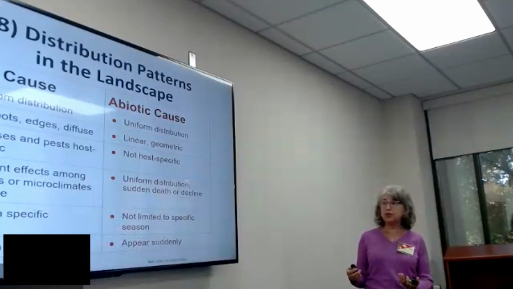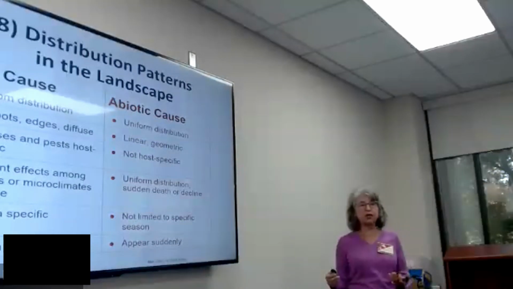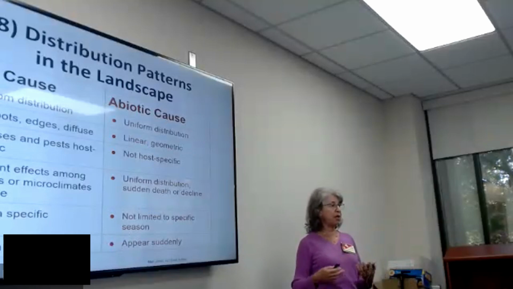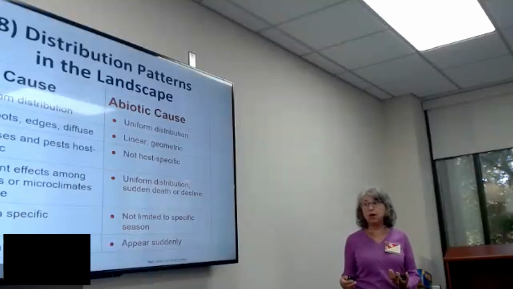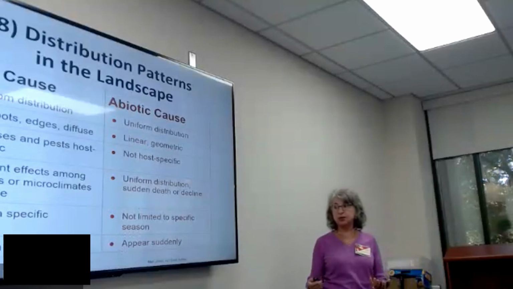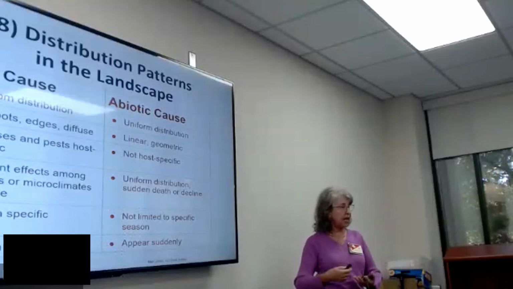So the distribution, season specific. Generally, if certain diseases are prevalent in the spring, others in the fall, that may clue you in onto what might be going on as well. And generally, abiotic causes tend to appear suddenly, and the biotic worsen with time. But again, they can act together.